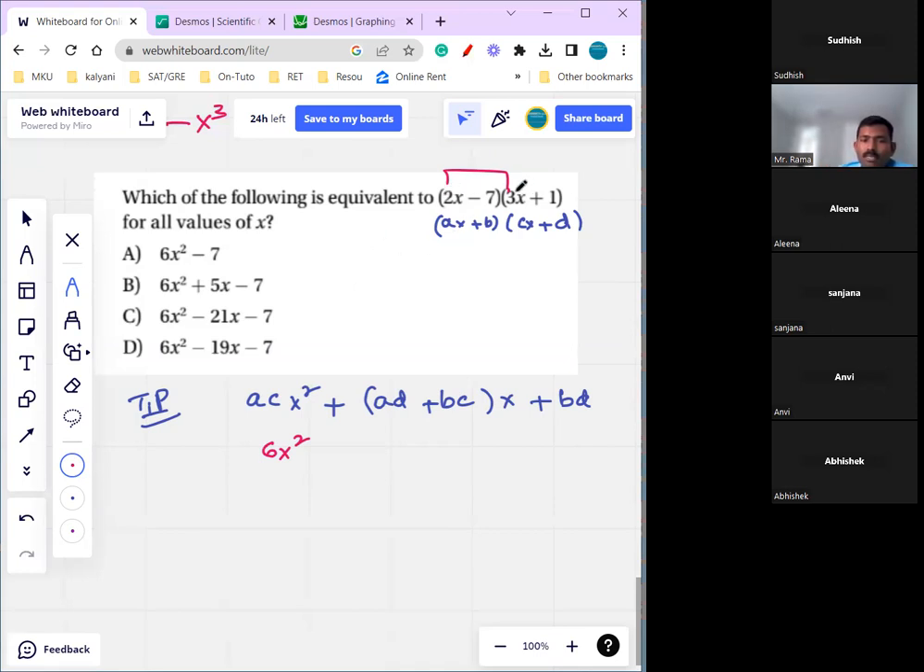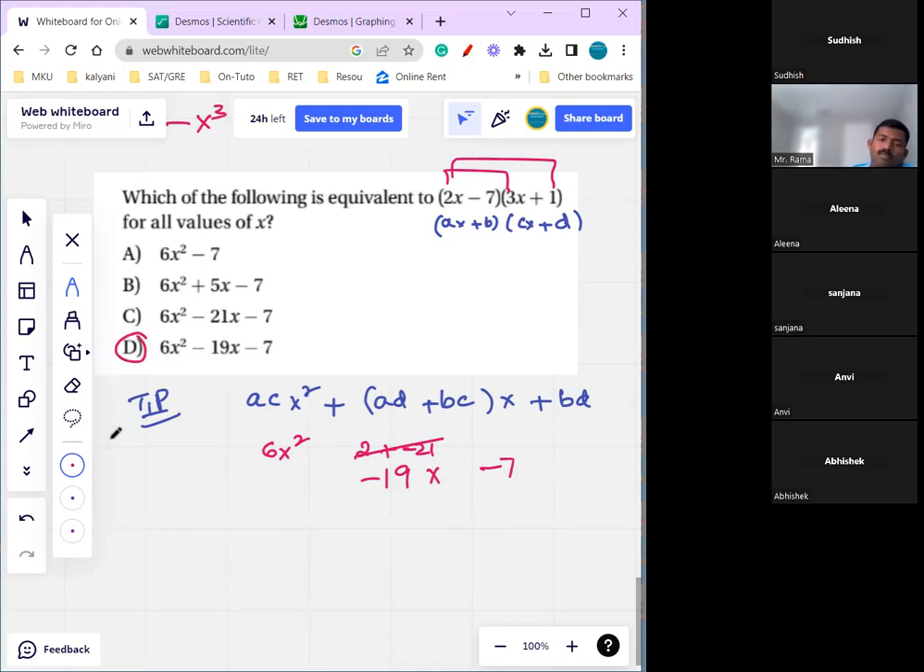Okay, so you multiply these two, you get 6x squared. Then it says AD plus BC. The AD means multiply these two. That's going to get me 2. I'm going to add, and then you have BC. BC means these two, which is 7 times 3, and that's negative 21. Or you can just write it quickly, that's negative 19x. And then finally BD, that's negative 7. So you already got the answer. So 6x squared minus 19x minus 7.